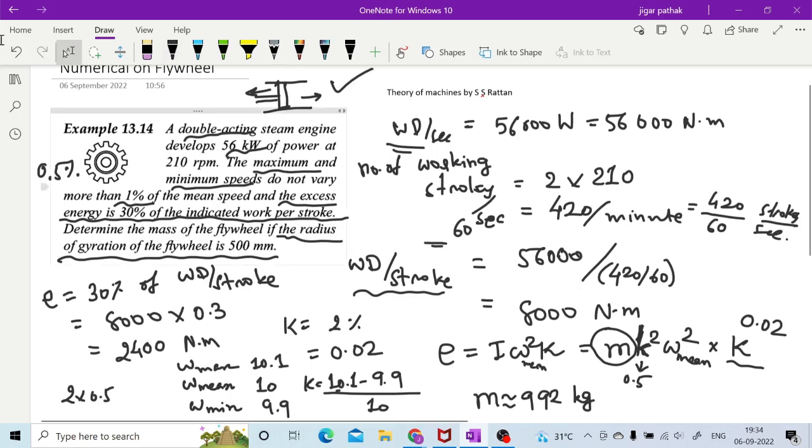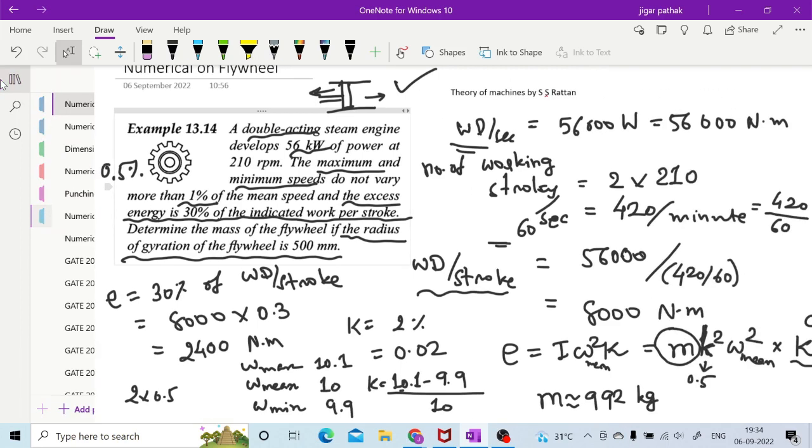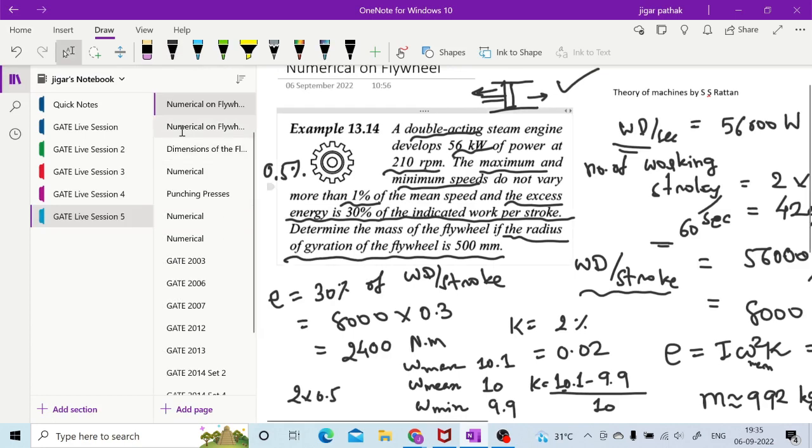Yes, sir. Sir, what is the value of mean speed here? Mean speed, omega mean. Omega mean, from this RPM given, is 2 pi n by 60, where n is 210. So omega mean will be 2 pi into 210 by 60. Okay. Thank you, sir. Okay, so now let us go to the next one.